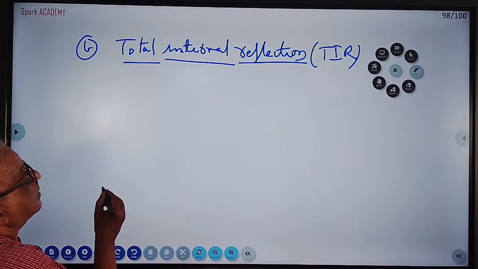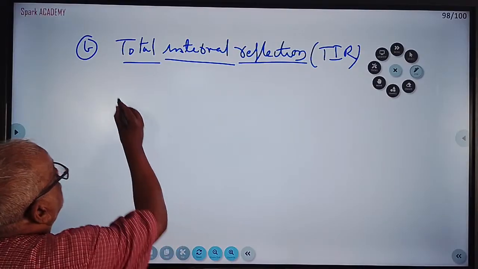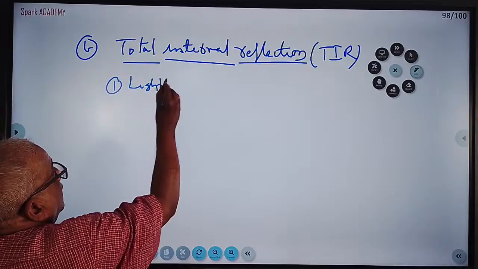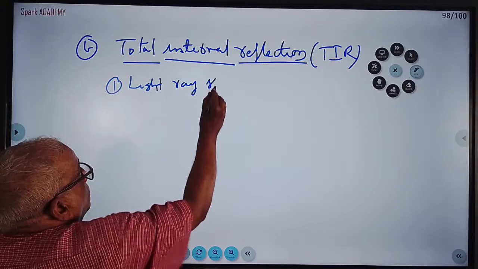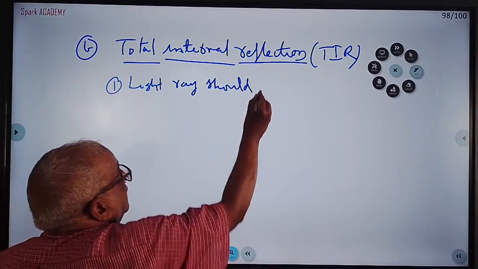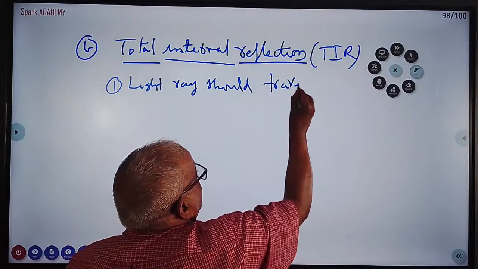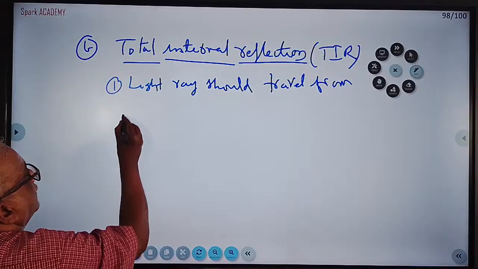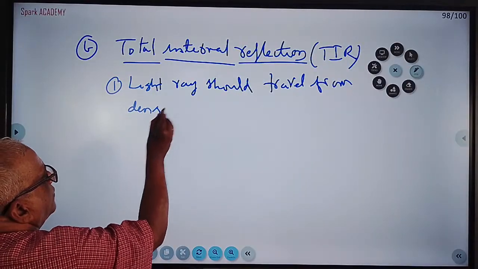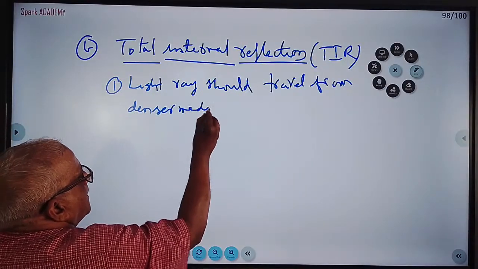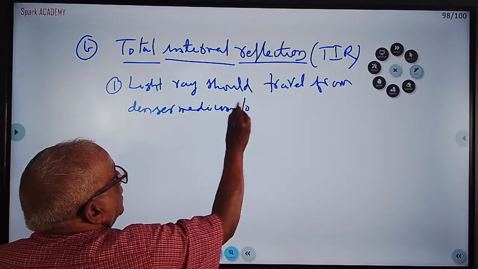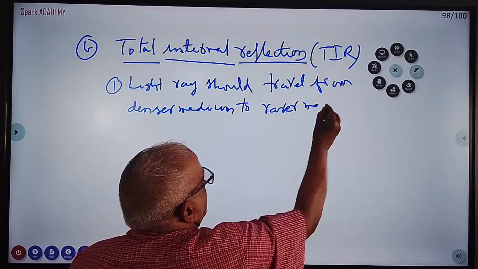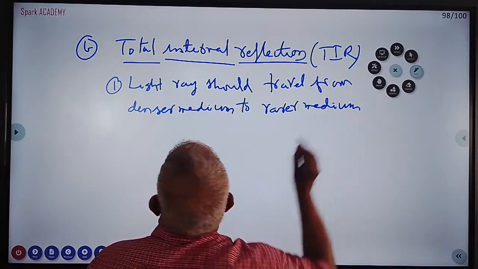So here, conditions are what? For total internal reflection, the conditions are: the light ray should travel from optically denser medium to rarer medium. This is the condition for total internal reflection.